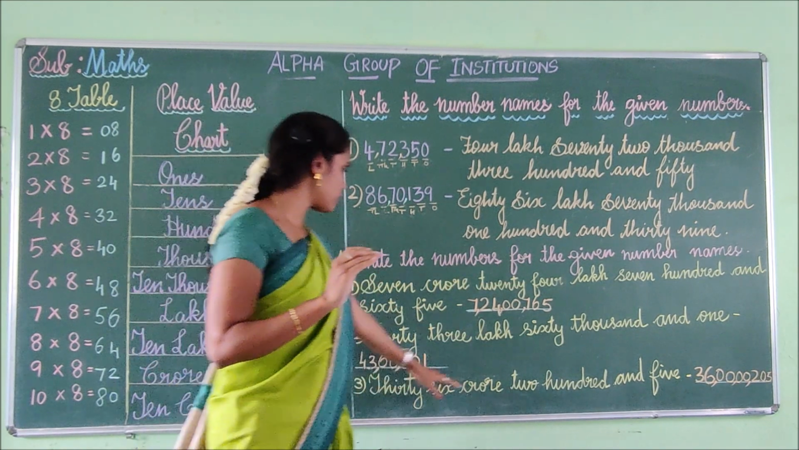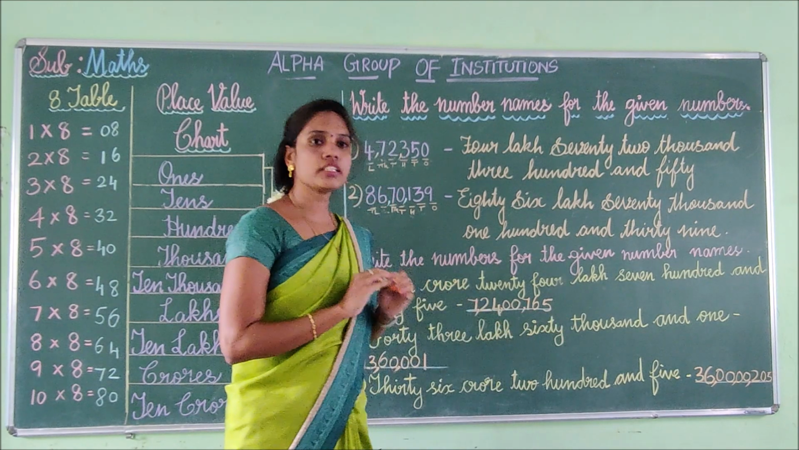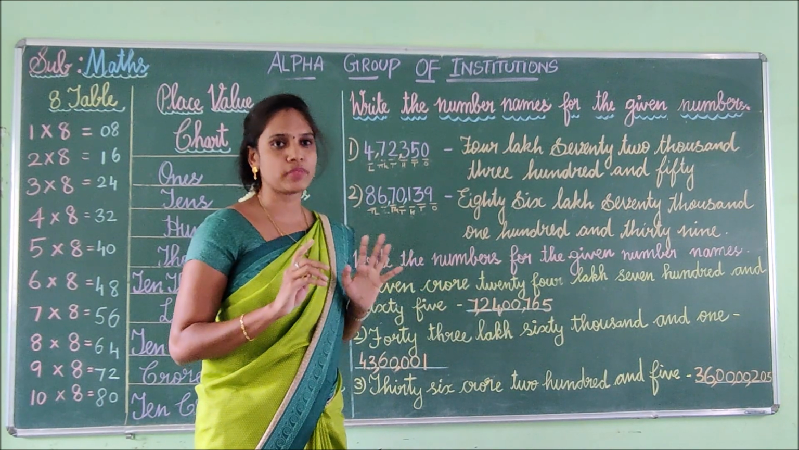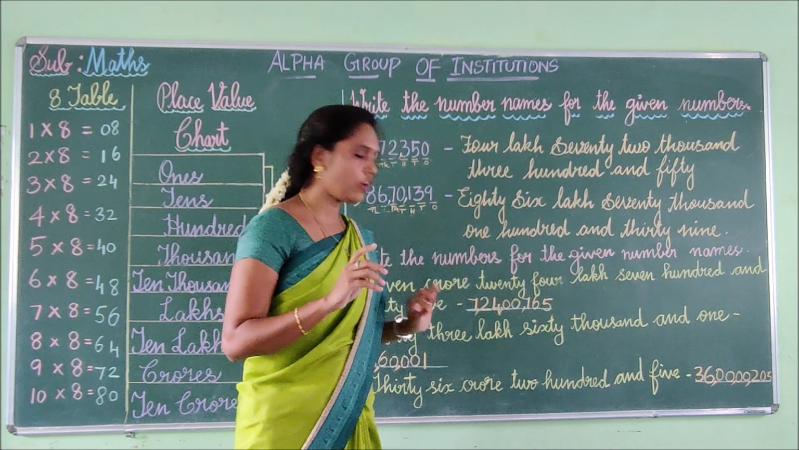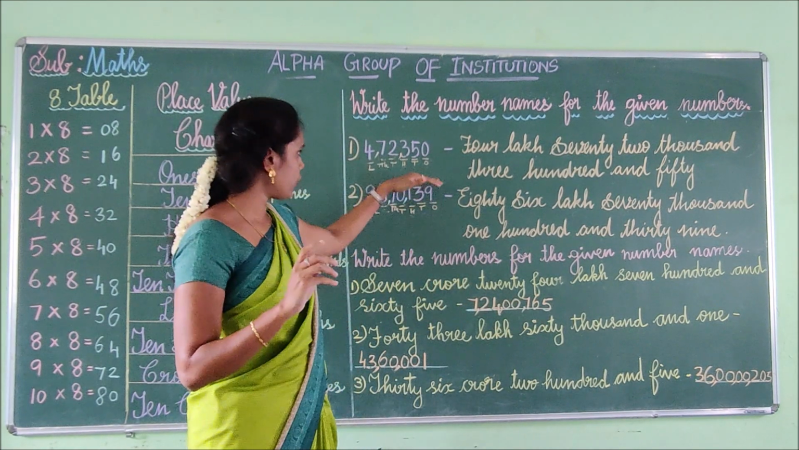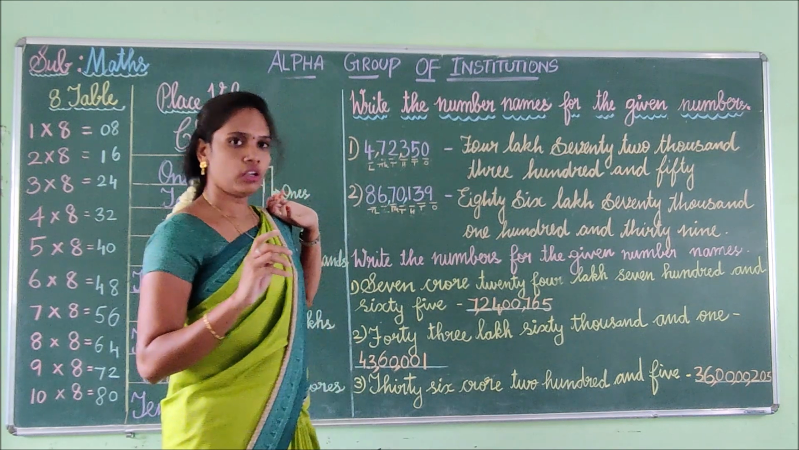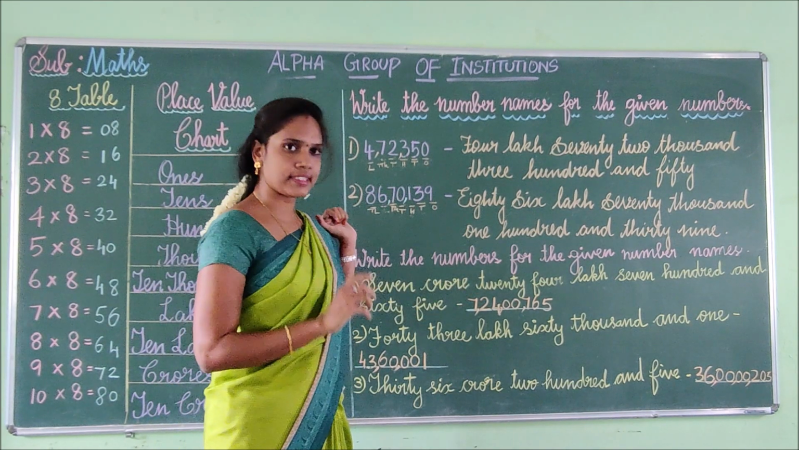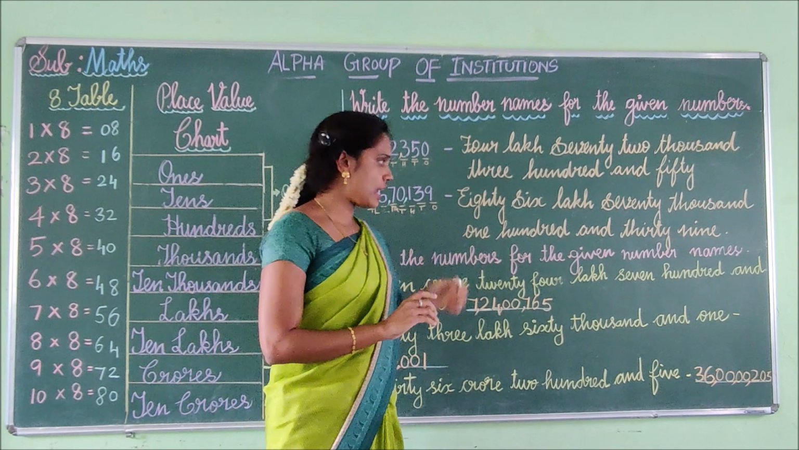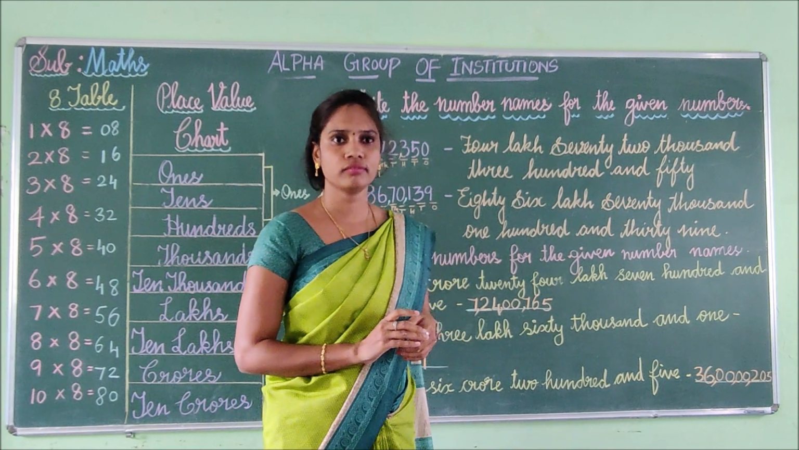If you can write only numbers, then the whole problem is wrong. You have to fill in the particular number. Understand? For writing number names also, you have to write like this. Yes, fine children. Shall we move on to the next topic?